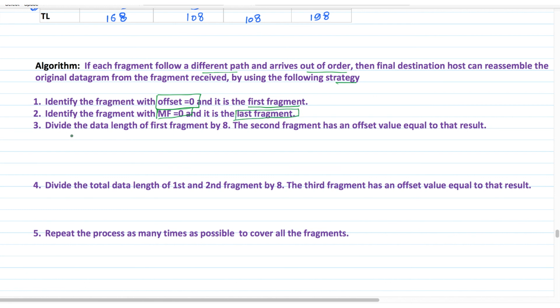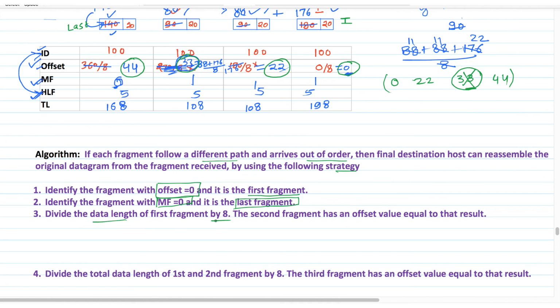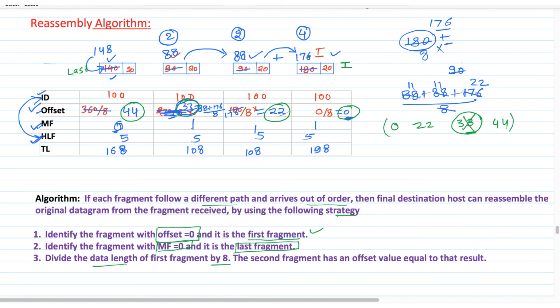Now divide the data length of the first fragment by 8. Now we know which is the first fragment, and its data length is equal to 176. It says divide the data length of the first fragment by 8, so 176 divided by 8 gives 22. So the second fragment has an offset value equal to that result. The receiver will check whether offset value 22 is received. Yes, so this is the second fragment.